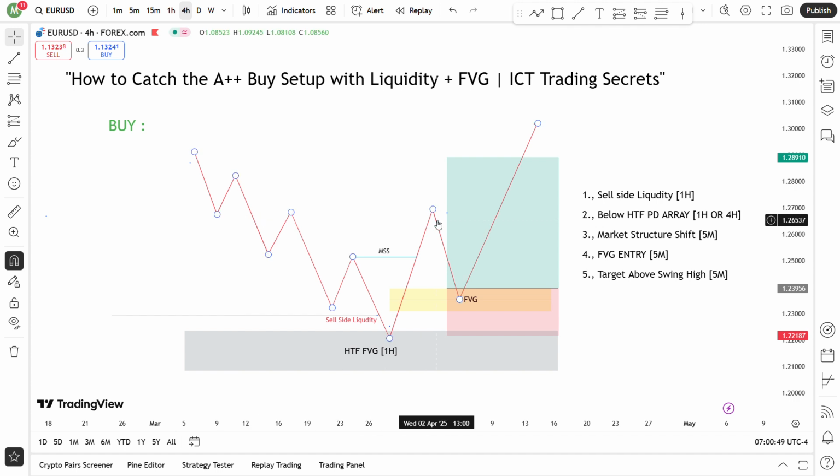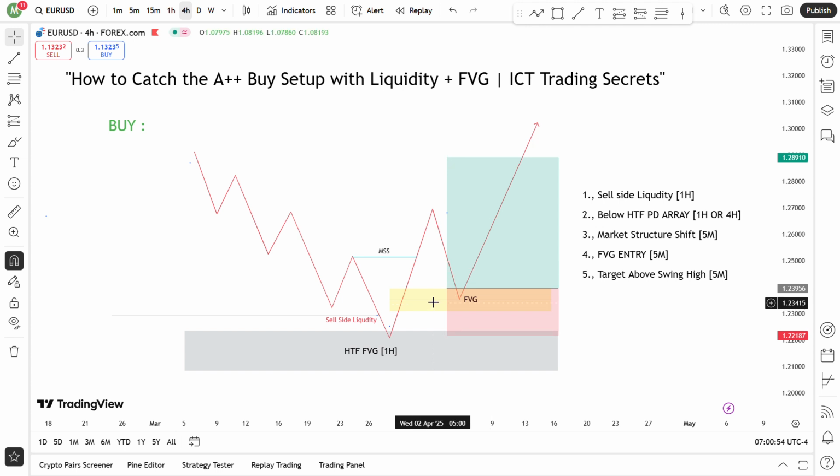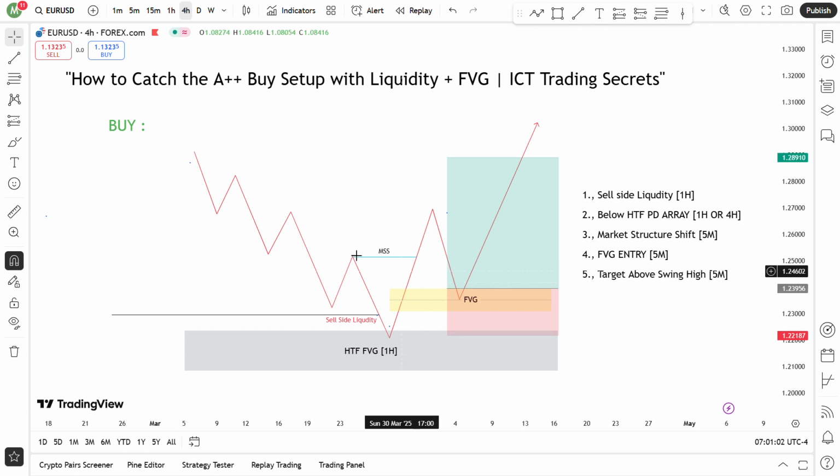So when the market creates a high, after that it comes to an internal range liquidity, which is known as a fair value gap. Here we enter into a trade, which is known as a fair value gap entry. We wait for the market to come to the fair value gap to give an entry, so we get our entry. We keep our target above swing highs, this swing high and this swing low specifically. So we are targeting this swing high, above the swing high.